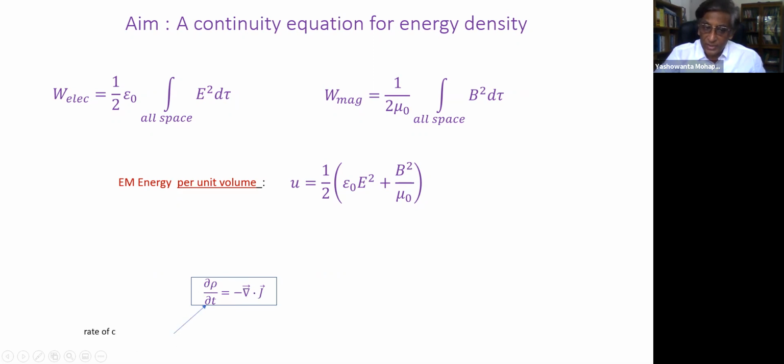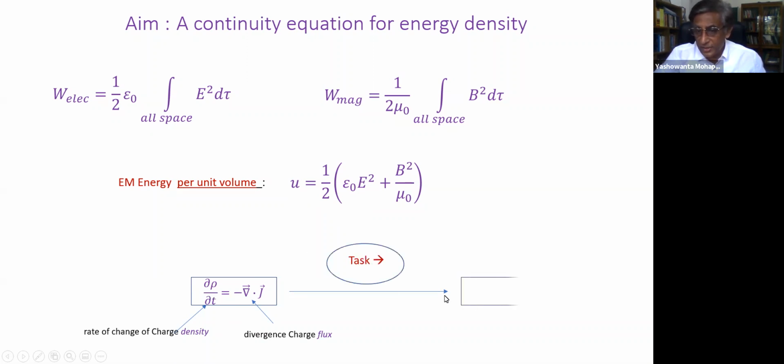This is the rate of change of charge density, and on the right side is the space derivative, or the divergence, of charge flux. Okay. So our task is now to write down a continuity equation of this form, where instead of charge density, we have the energy density. That is the task, so that we can write down del U by del t is minus divergence of a quantity which you can call energy flux.